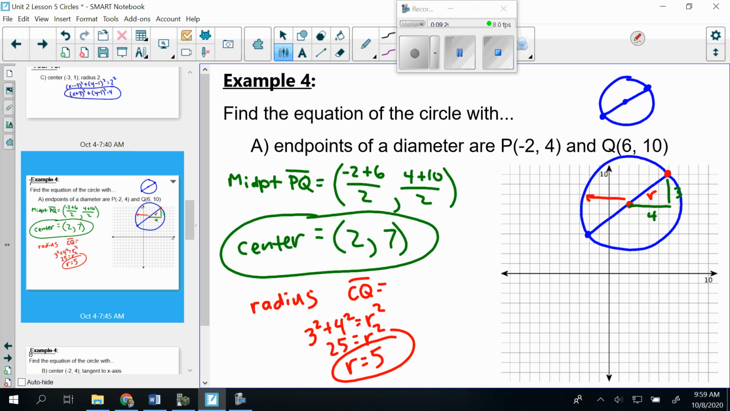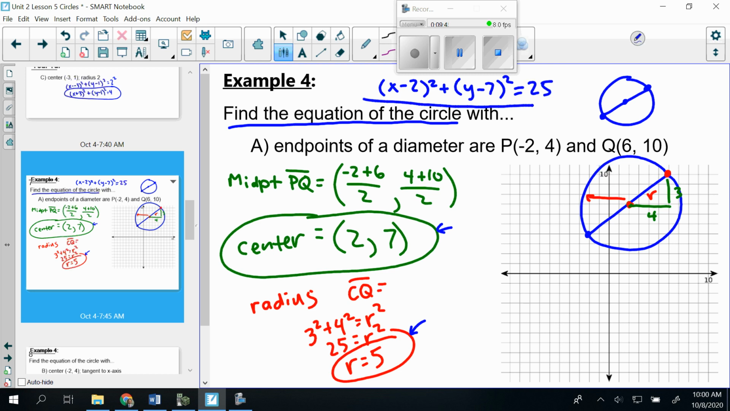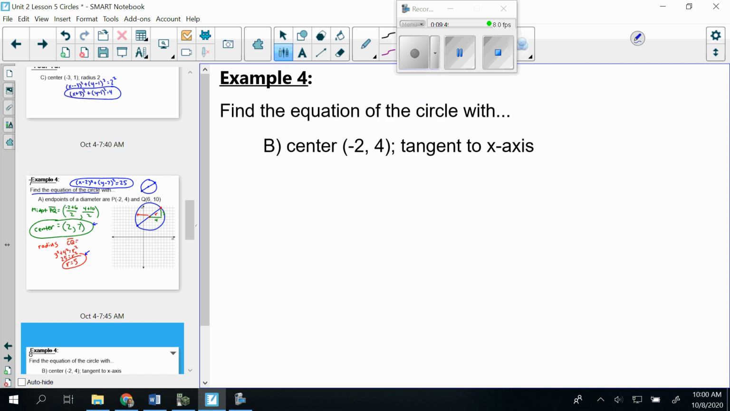Now the last thing they asked us to do in this problem is find the equation. So to finish, find the equation of that circle. If we've got the center and the radius, we just have to put that together now. The equation would be (x - 2) squared plus (y - 7) squared equals our radius squared. So 5 squared would be 25. There's our equation there. Let's try another one.